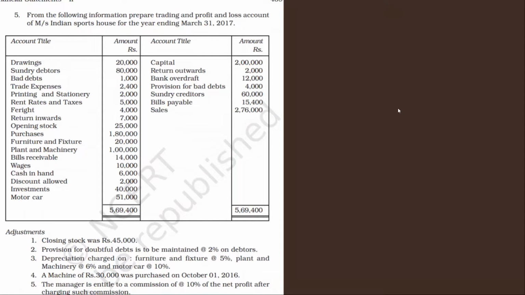On the screen you can see a numerical I have taken from your NCERT textbook, question number 5. In this question they are asking you to prepare the trading and P&L account of Messrs Indian Sports for the year ending on 31st March 2017. Both the debit side and credit side have some information given, and adjustments are also given to you. For closing stock you have 45,000.